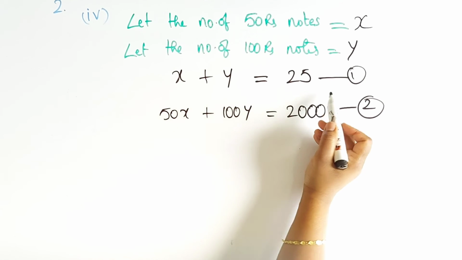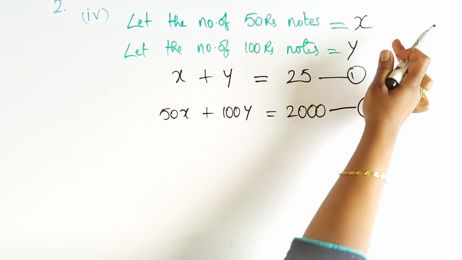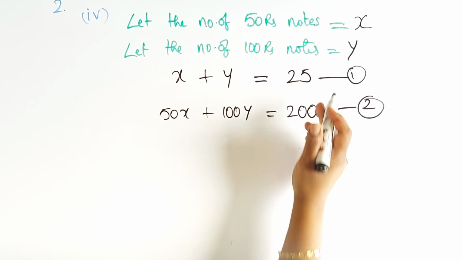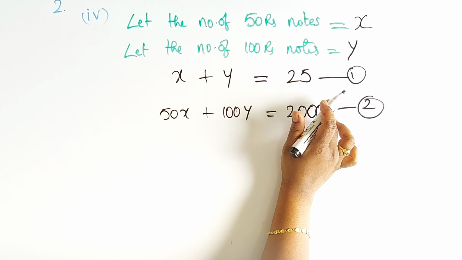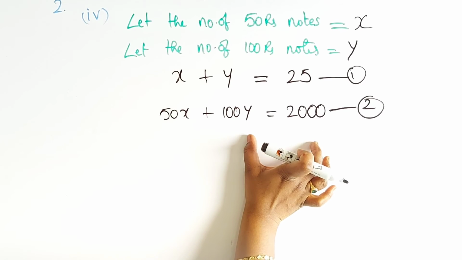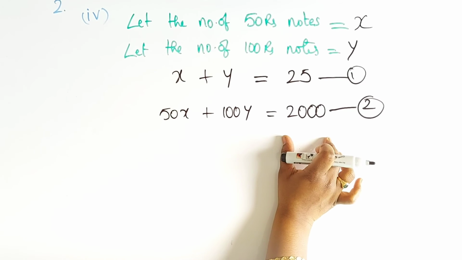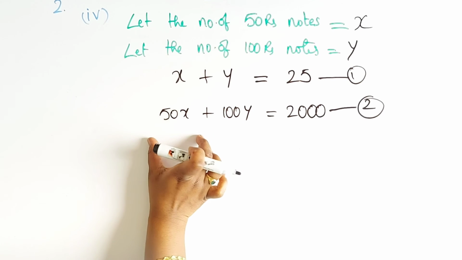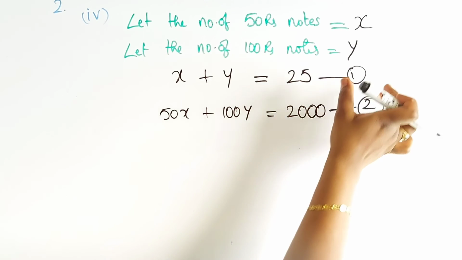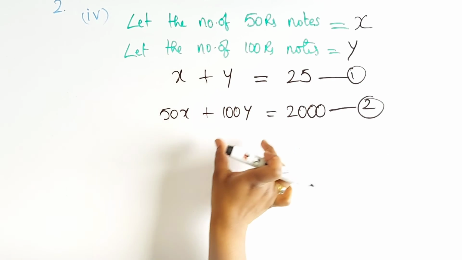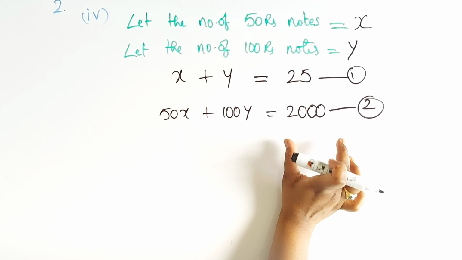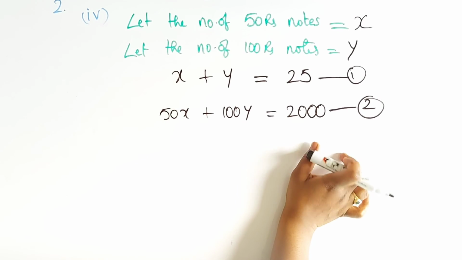Sum of notes equal to 25. Sum of notes, that means x plus y equal to 25. That is the first equation children. But here we are counting money. How much she withdrew? 2000 rupees. So 50 rupees notes plus 100 rupees notes, 50x plus 100y. Totally she removed 2000 rupees. Right children? These are the equations.